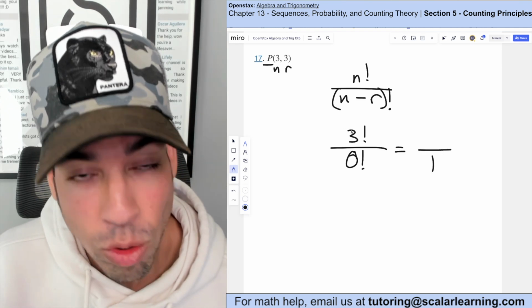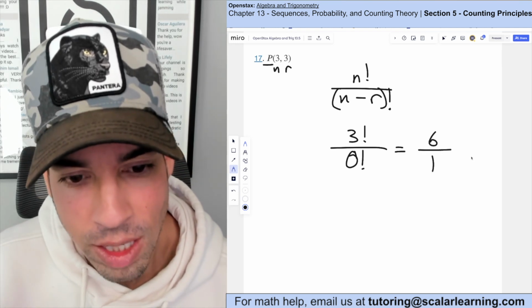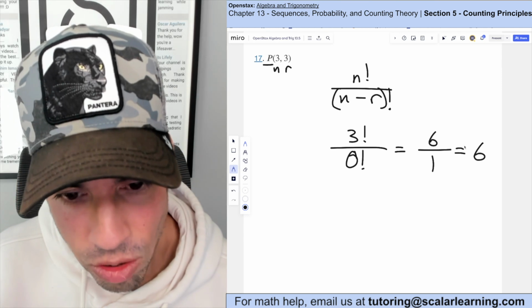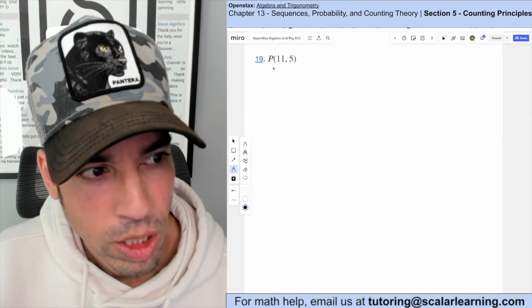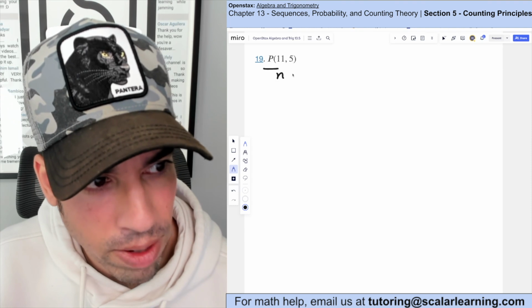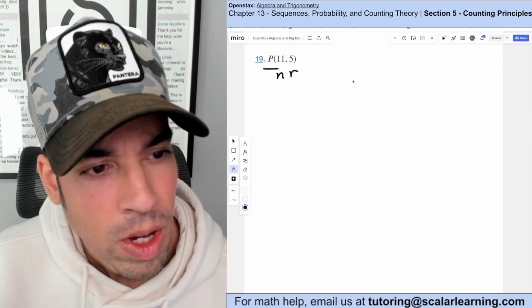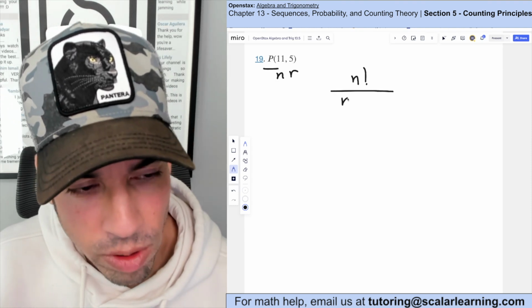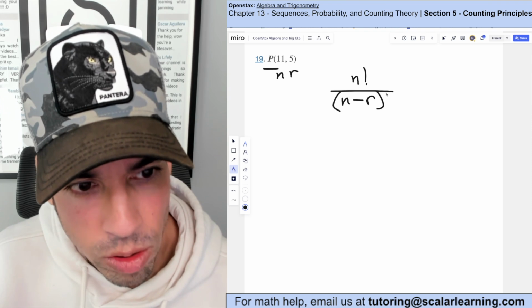Okay, and 3 factorial is 3 times 2 times 1, which is 6, which means our final answer is 6. Done. For this one with the P, we're calculating a permutation where 11 is the n value and 5 is the r value. So we've got n factorial over n minus r factorial, like so.